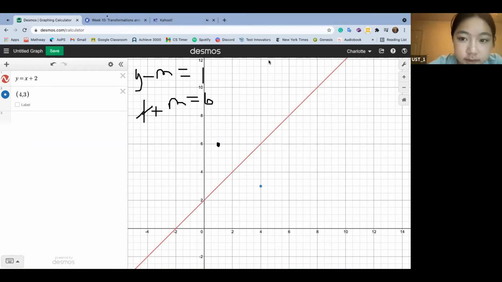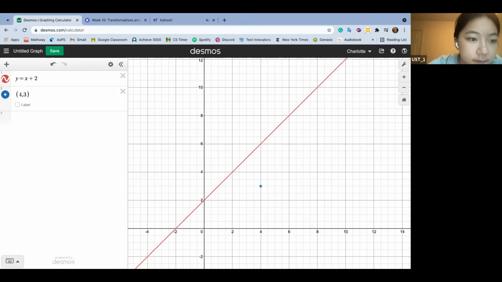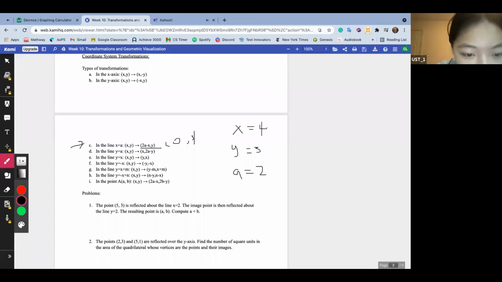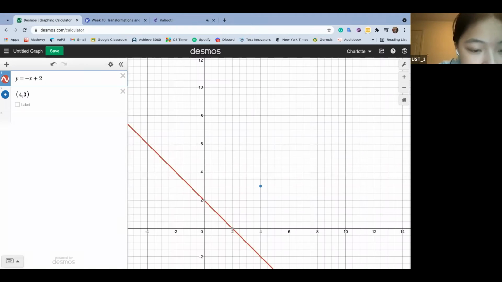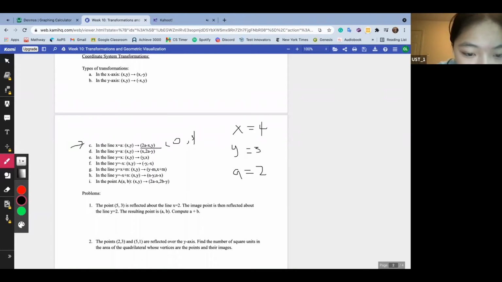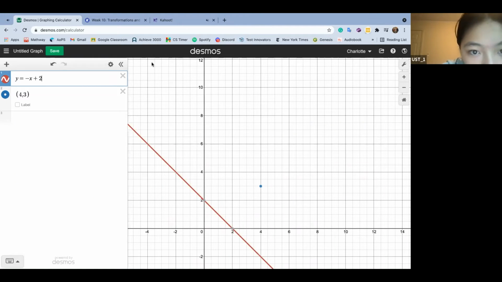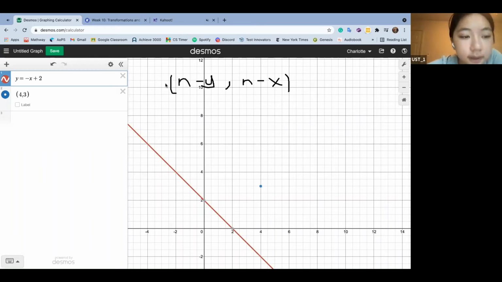And then there's another similar one, y equals negative x plus n. So in this case, n is going to be 2 again. Point is 4, 3. So here it's n minus y and n minus x. And here, 2 minus 3 is negative 1, and 2 minus 4 is negative 2. Negative 1, negative 2, it would be here.